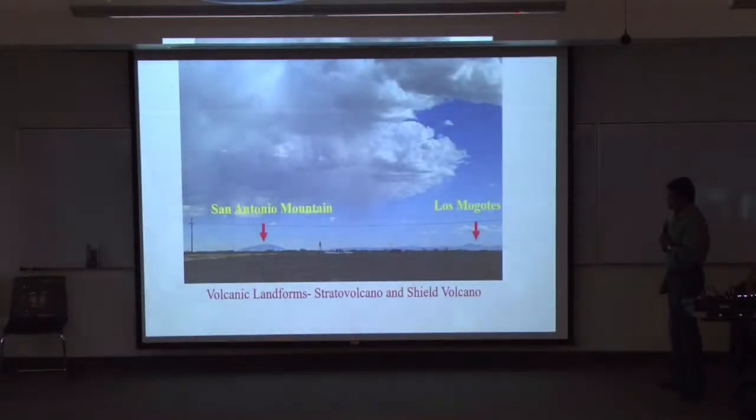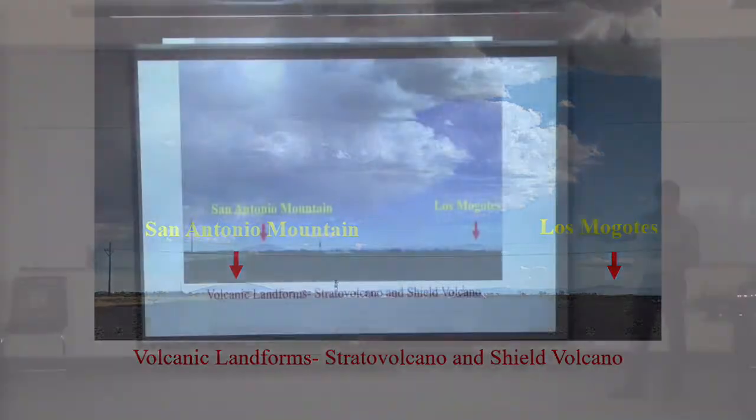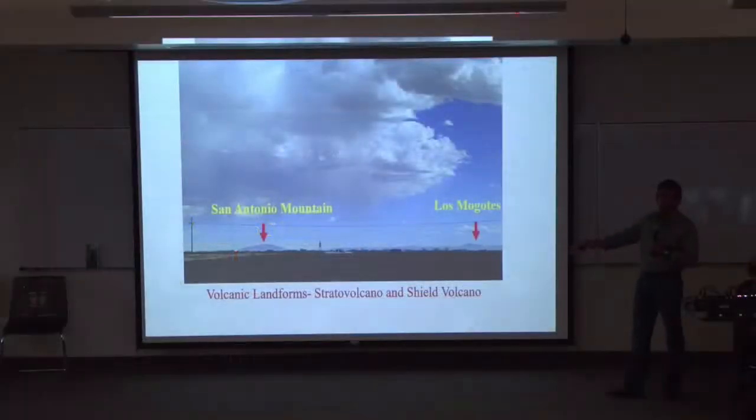These are volcanic landforms. These are 2 extinct volcanoes here in the valley. This is San Antonio Mountain and Los Mogotes. Since they're created by volcanic processes, they are volcanic landforms. And I took this picture, just in case you're interested, from the Walmart parking lot. You can see these landforms from there.